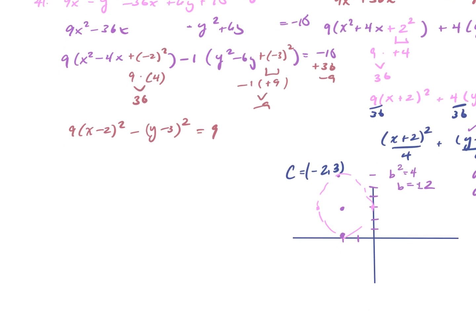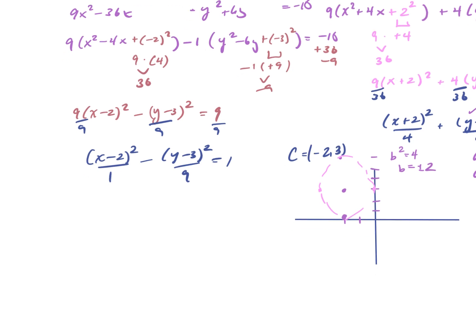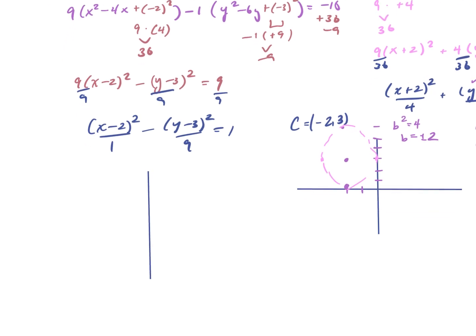And then again, we want to get this to be a 1. So divide out the 9, 9, and 9. So we get x minus 2 squared over 1, minus y minus 3 squared over 9, equals 1. So we don't rearrange it. We want the minus to be in the middle, and whichever one is first is the axis we draw it on. So this is going to be on the x-axis. So it's going to look like a sideways parabola, or two sideways parabolas. So this is here, this is here.